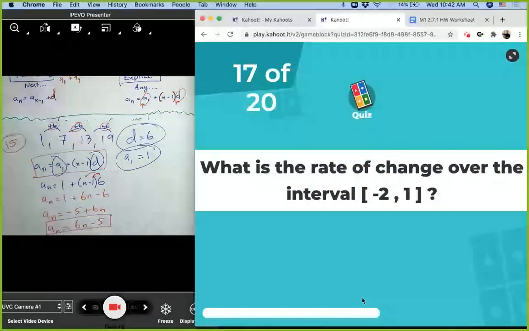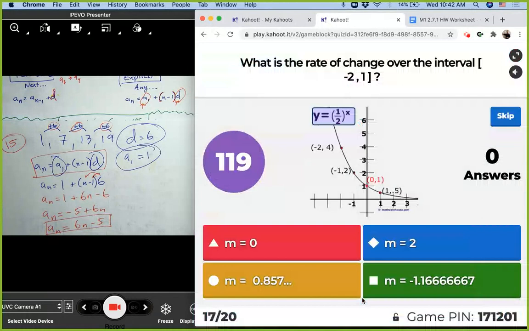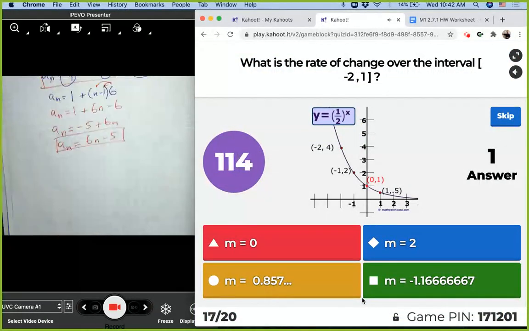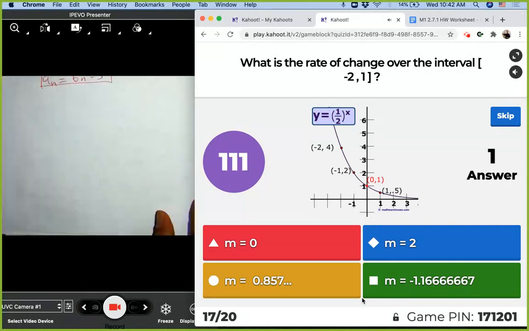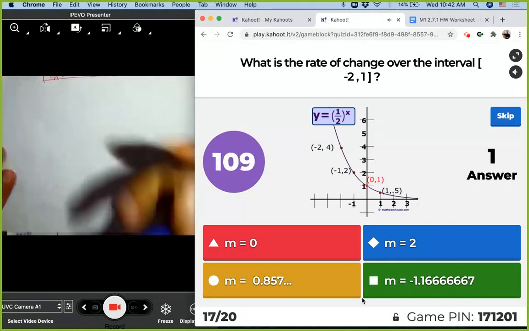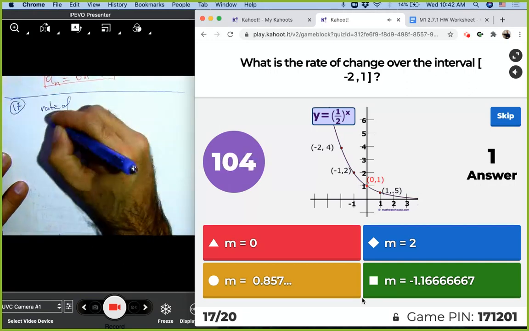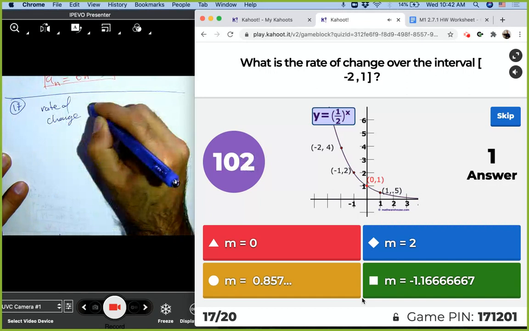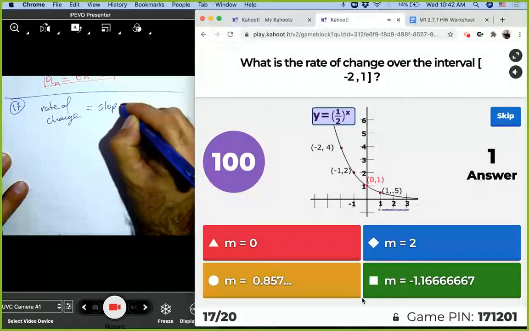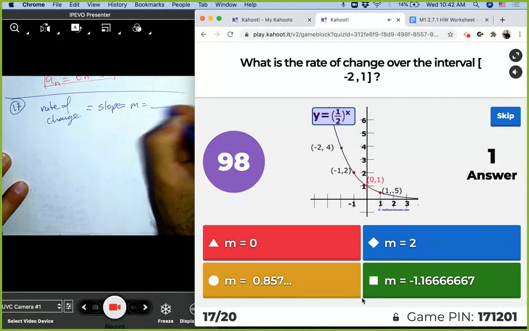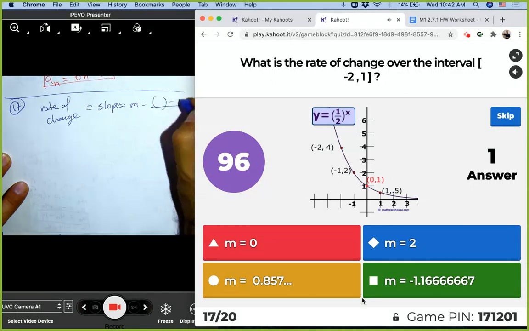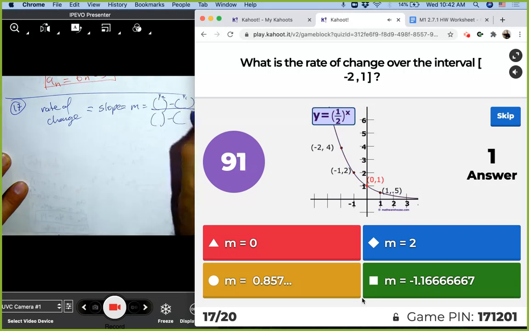Let's see. This one is a different topic. What is the rate of change over the interval? Okay. So this one is different than our sequences. I just want to remind you that the rate of change is our slope, which is that one where it's y sub 2 minus y sub 1 over x2 minus x1.